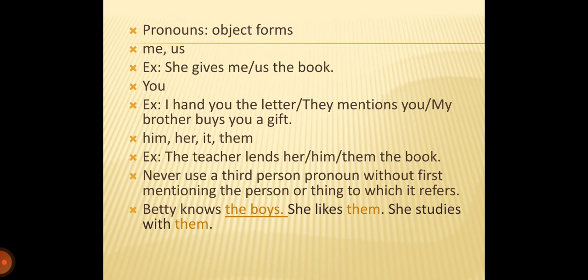We have pronouns like him, her, it, them. Also, they are used as objects. The teacher lends her, or him, or them the book. Never use a third person pronoun without first mentioning the person or thing to which it refers, which means we do not use pronouns unless we have mentioned the name in a previous sentence, like Betty knows the boys, she likes them, she studies with them. I used them because I have mentioned the boys earlier in the object slot.